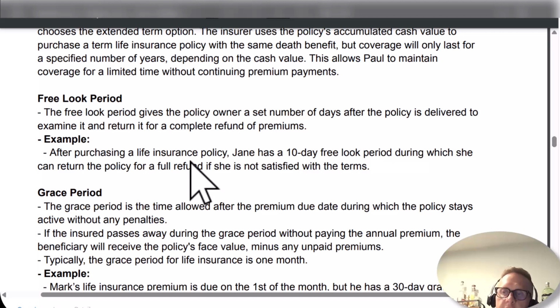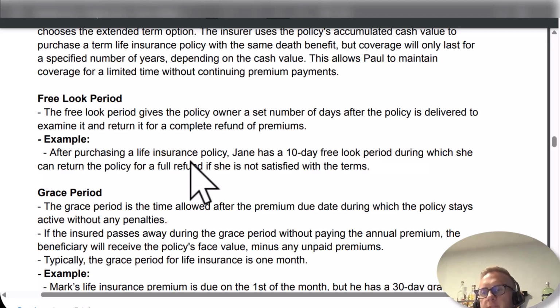Free look period. The free look period gives the policy owner a set number of days after the policy is delivered to examine it and return it for a complete refund of premiums. Okay. Example.